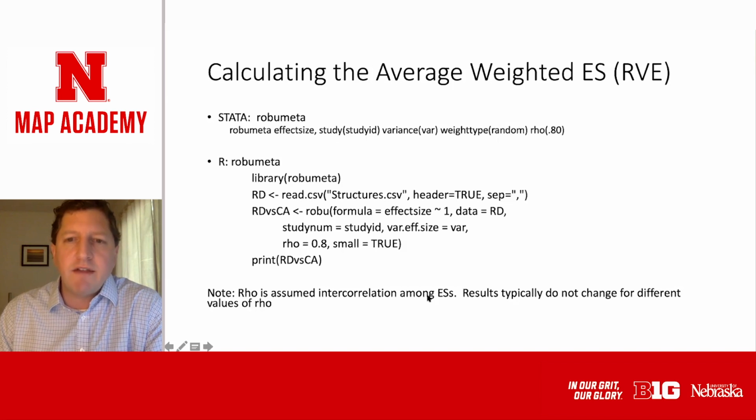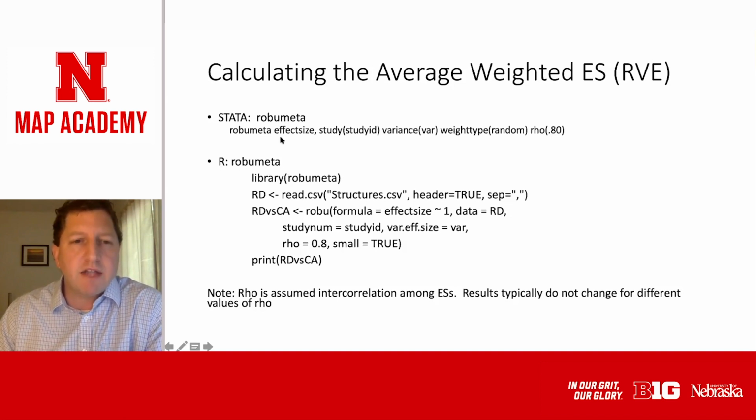One thing that I've found, and has been found in a lot of other studies, is if you change this assumed value of rho to, say, 0.1 or 0.9 or 0.3, it really doesn't have any impact on the effects. But I usually do those kinds of sensitivity analyses to test that out.